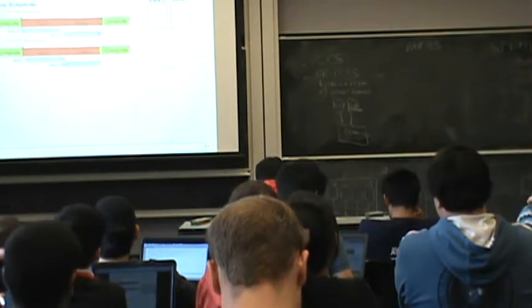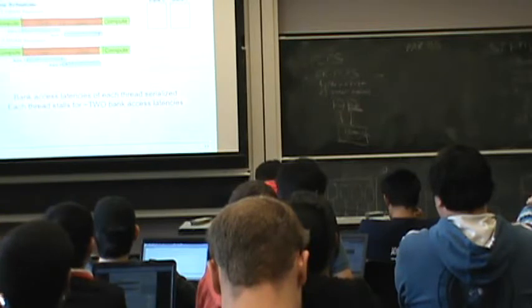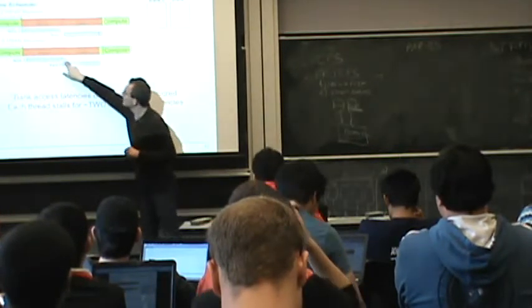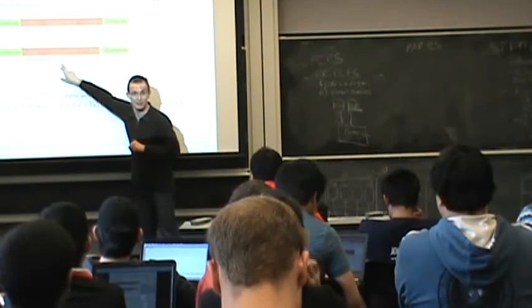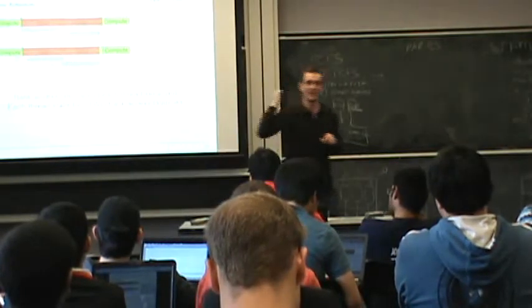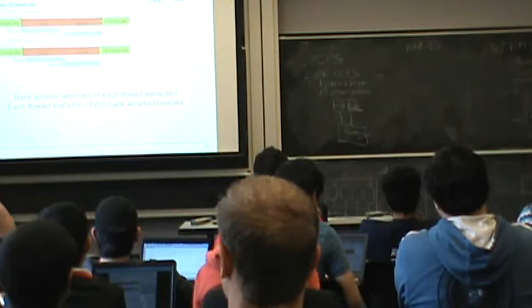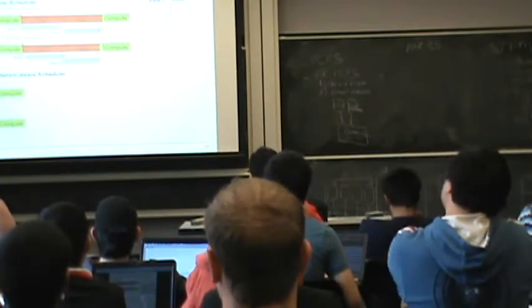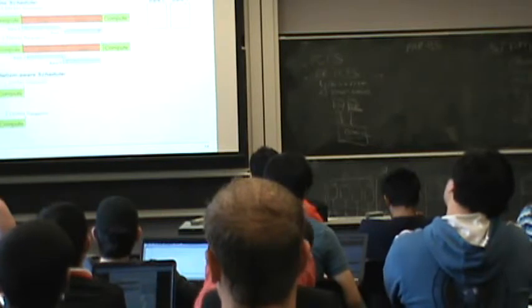So here, what happened is the scheduler essentially serialized each of these threads' requests, because it didn't try to service the thread's requests in parallel. As a result, you got two bank access latencies for each thread. So you can do better, and that's the idea of the parallelism-aware batch scheduler.